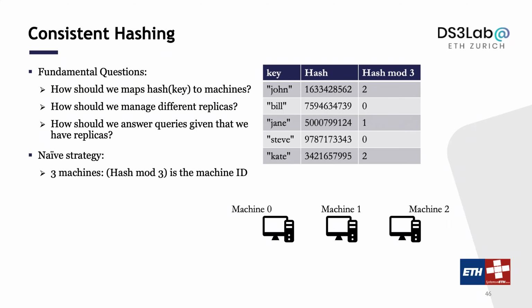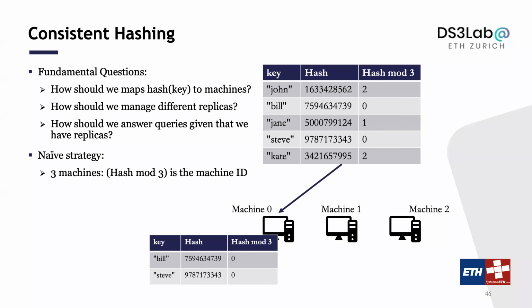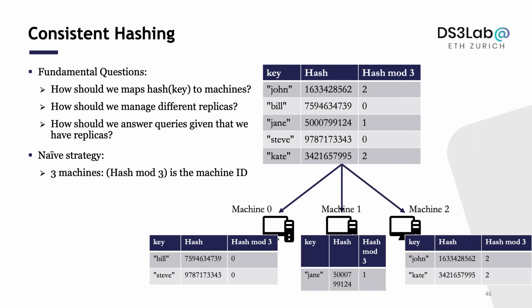A naive strategy would be to take the hash value mod 3 and use that as my machine ID. For example, I take all the tuples where hash mod 3 is 0 and put them on machine 0. I do this for machine 1 and machine 2, and I have a partition of my data. Whenever someone gives me a key, I hash it, find the right machine, and return the answer. So this is a naive strategy. If you look at databases, this is actually what happens when you do hash partitioning, at least in textbooks. In real systems there's a caveat, but this is a natural thing to do. Not that crazy, very natural.